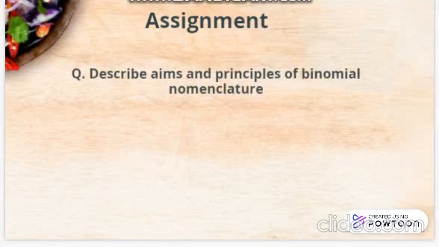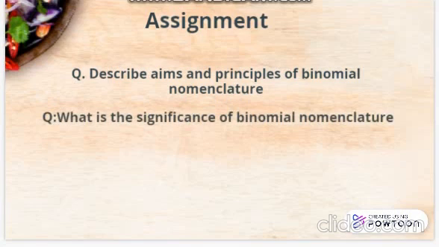So that was all for today. We studied binomial nomenclature, that is the method of giving scientific names to living organisms. Now there are assignment questions for you. Describe the aim and principle of binomial nomenclature. And the second question is, what is the significance of binomial nomenclature?